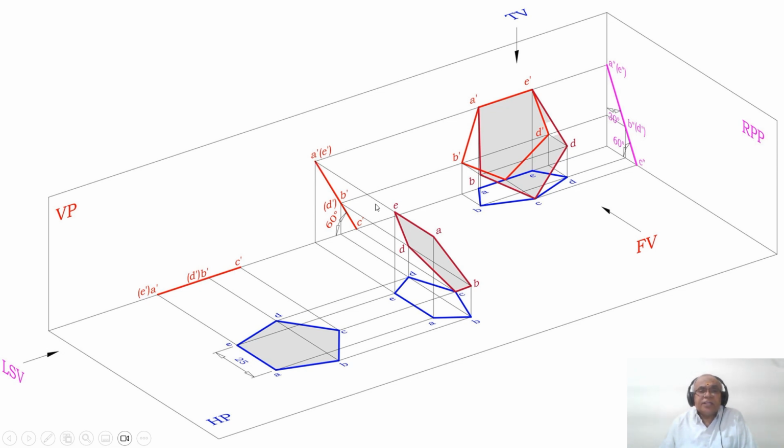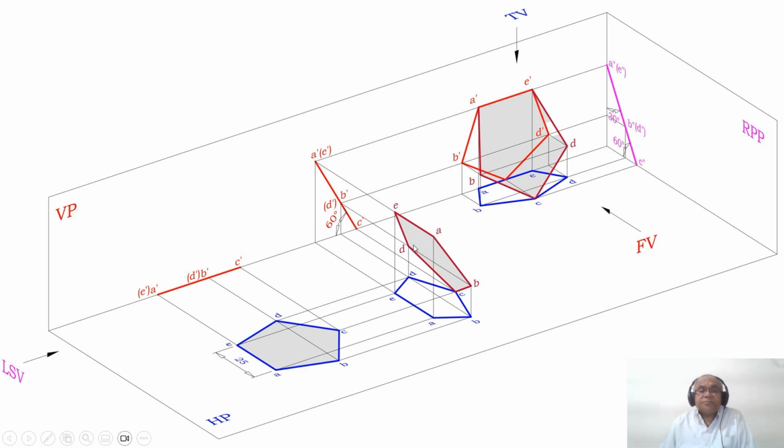Now the line is parallel to HP. Therefore, you are getting the true length here. What is the true length of the line? The true length of the line AE is 25 because A dash E dash is parallel to HP. But what happens to the position of the surface with respect to VP? So you are getting a line.